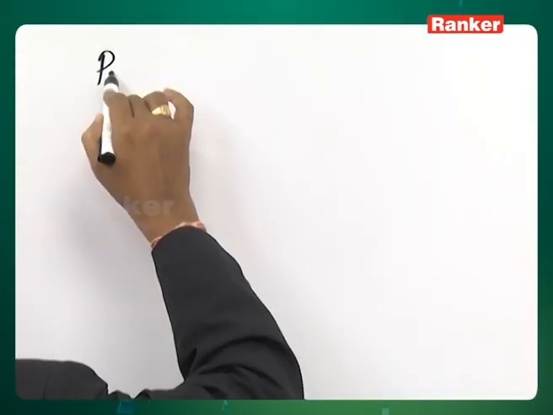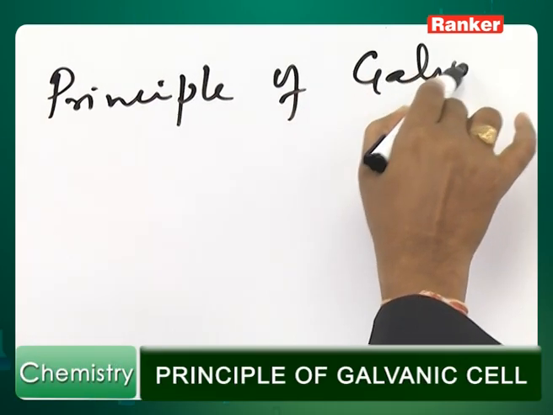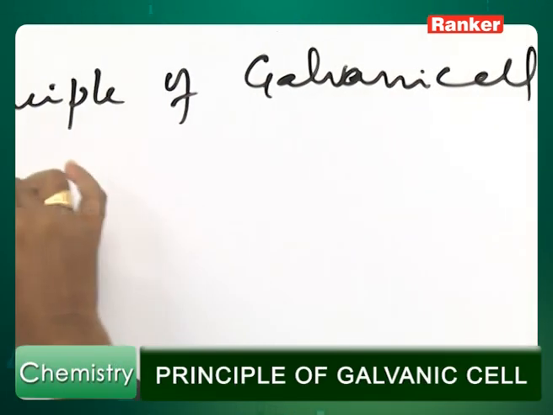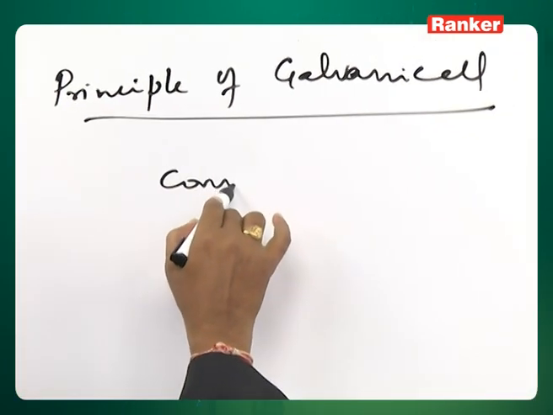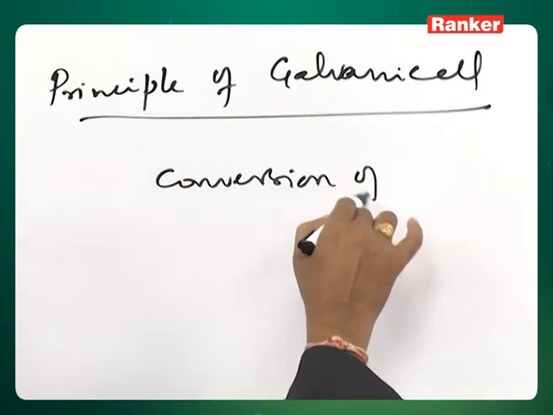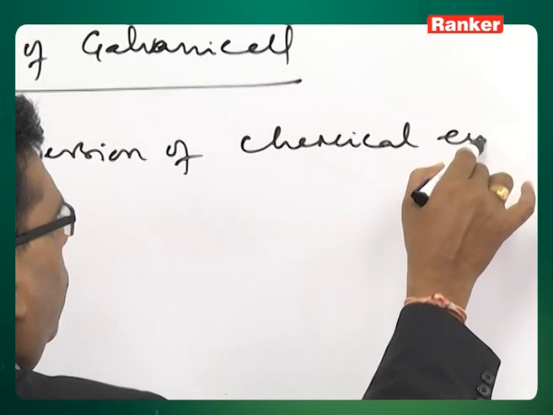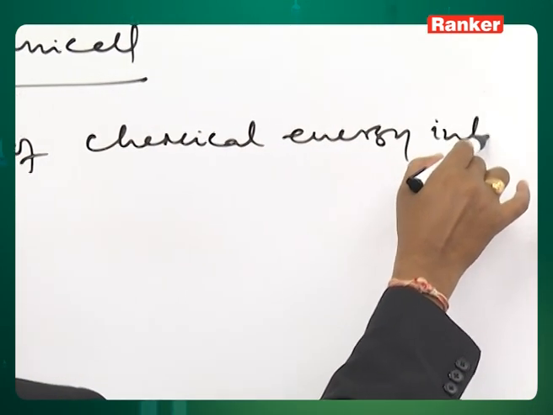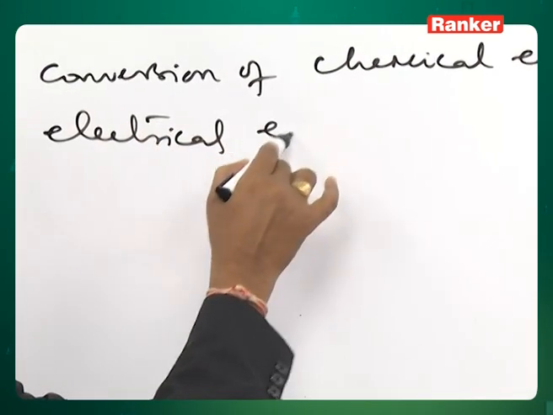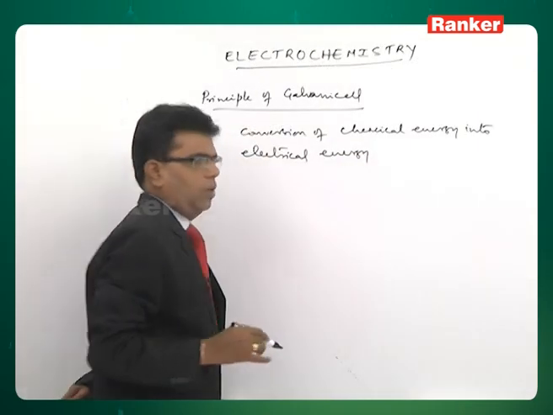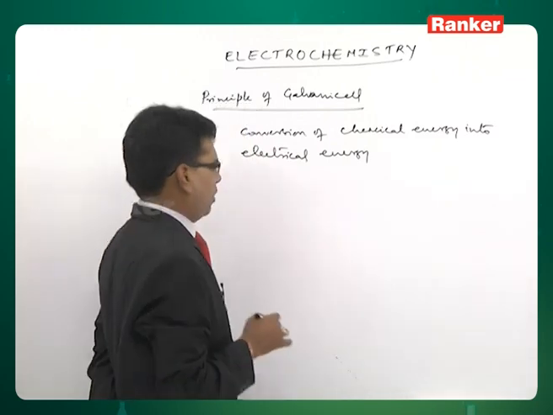What is the principle of galvanic cell? The principle of galvanic cell is the conversion of chemical energy into electrical energy. Conversion of chemical energy into electrical energy. What is the meaning of it?